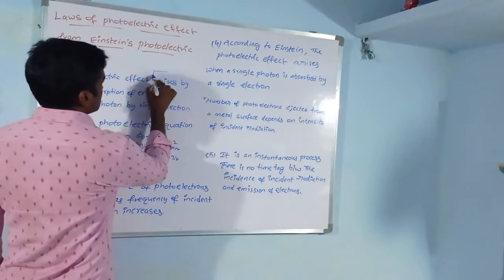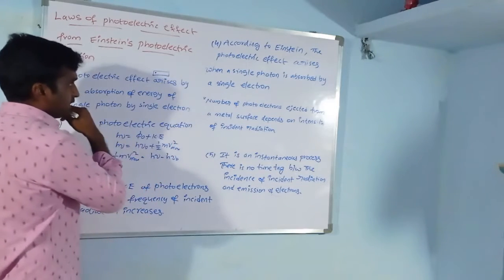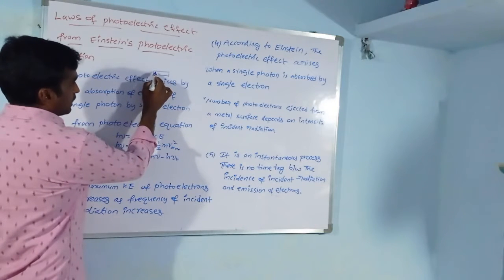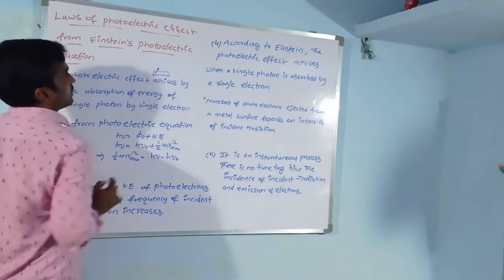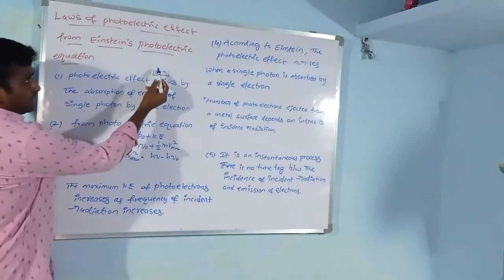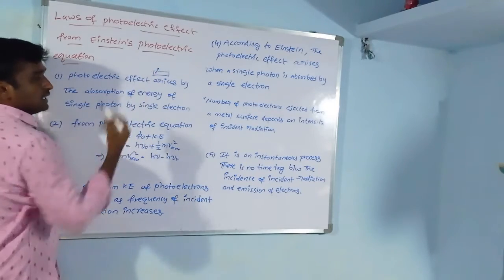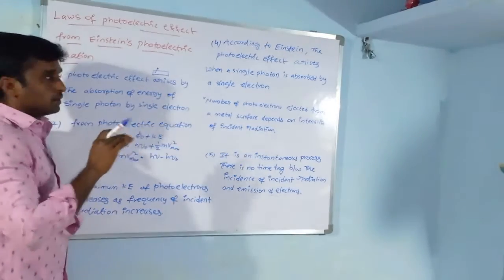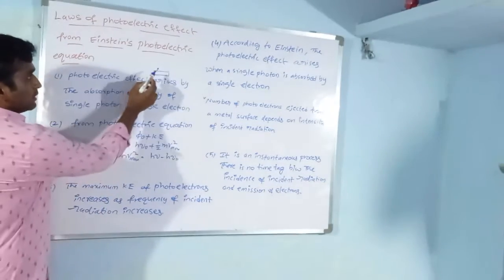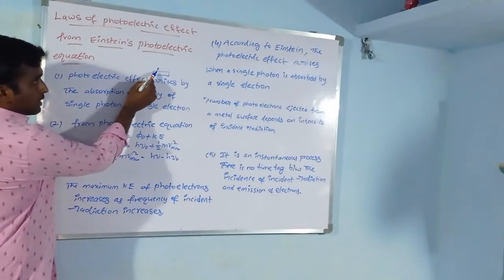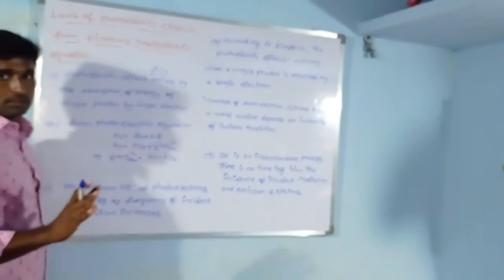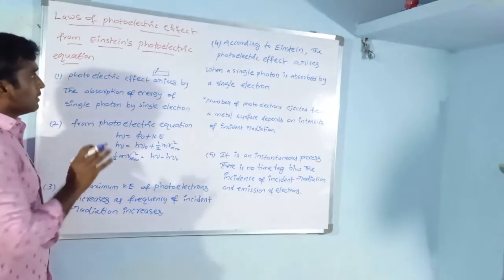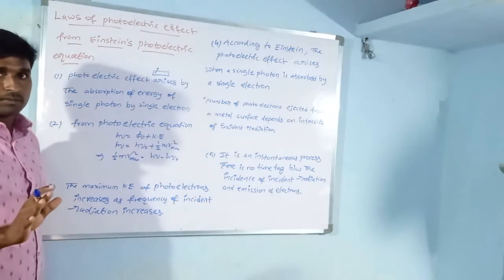But suppose this is a metal surface, and this is an electron inside the metal surface. So this single electron can absorb the energy from a single photon. The energy of the single photon is transferred to only a single electron. This energy of the single photon is not transferred to all electrons. So that means as the photons incident on the metal surface increase, the number of electrons also increases.